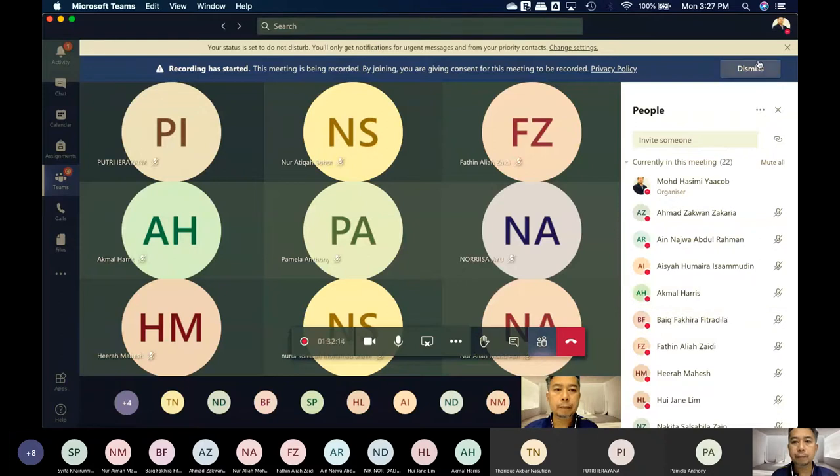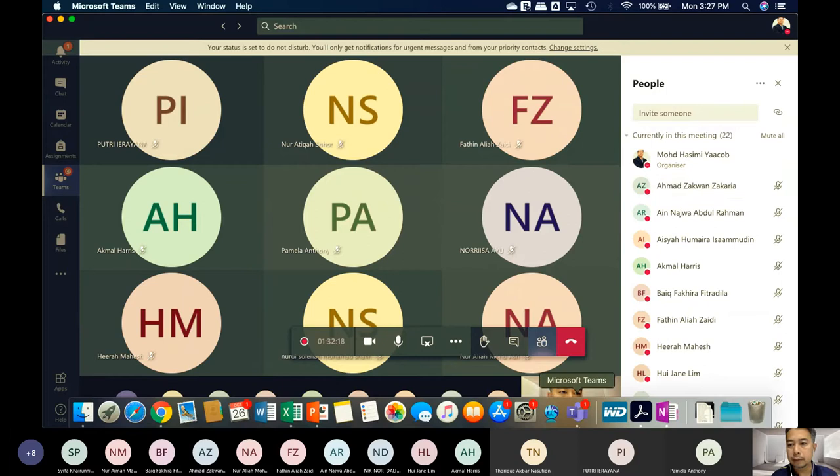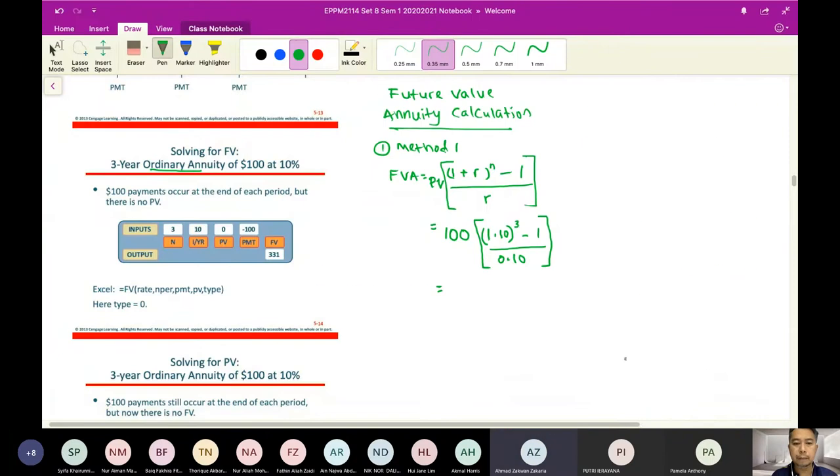Ahmad Zakuan, are you there? Hello, doctor. Yes. Three hundred and thirty-one. So we get the same answer, 331.0, same as here. How about everybody else? Yang lain macam mana? You get the same answer? So this is by using method one. Okay, good.